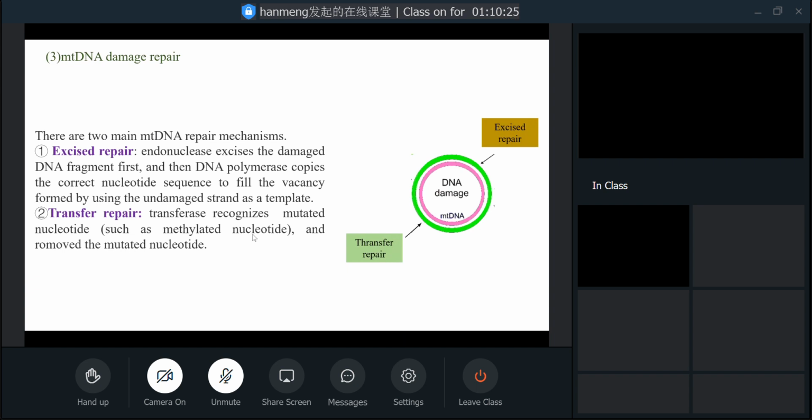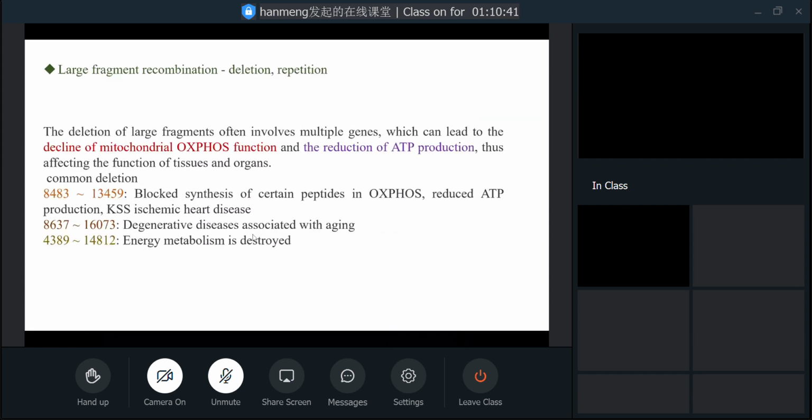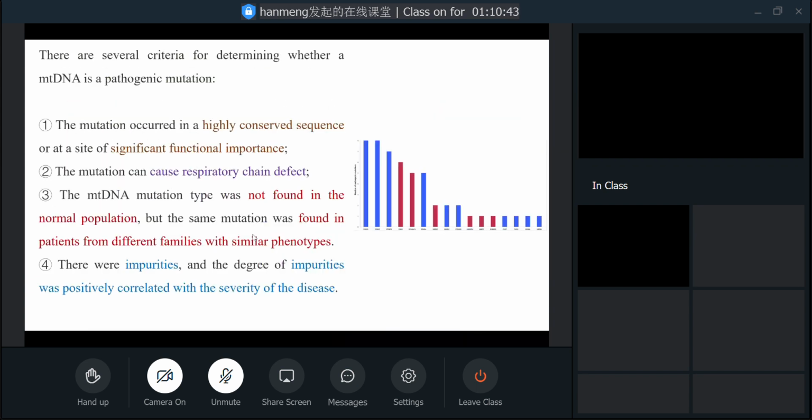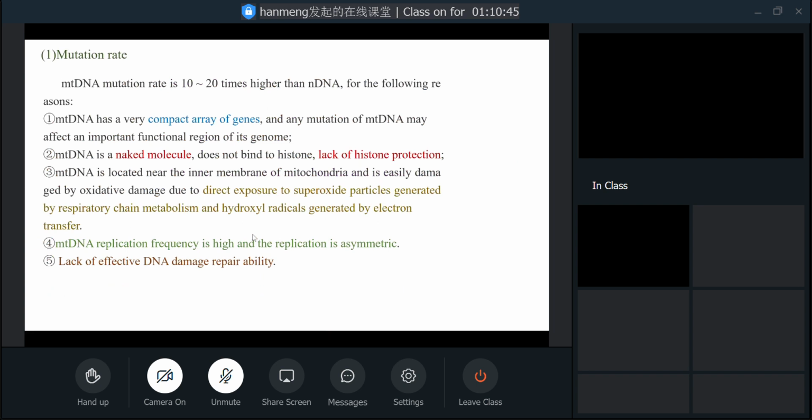And in the transfer repair, the transferase recognizes the mutant nucleotide, such as a methylated nucleotide, and then removes the mutant nucleotide. So here is why the mitochondrial DNA mutation rate is high, because it lacks effective DNA damage repair ability.